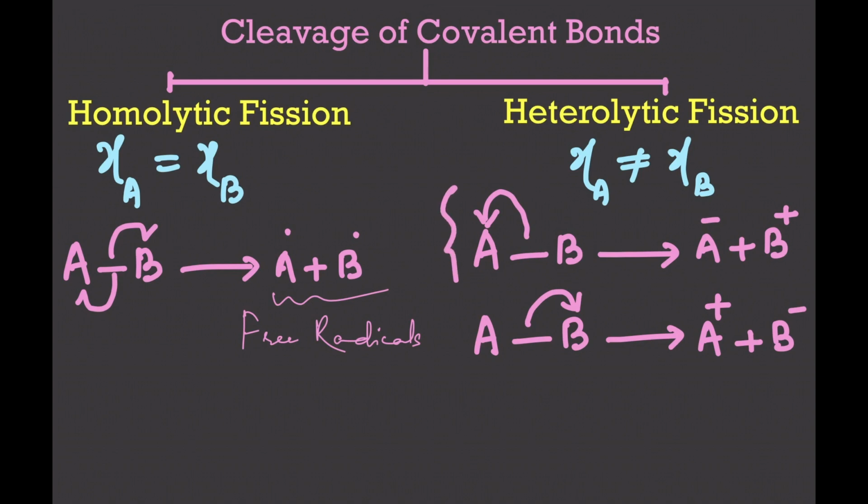This type of fission is referred to as heterolytic fission, and it leads to the formation of charged particles, cations and anions, or in other words, the formation of either electrophiles or nucleophiles, or it may lead to the formation of carbocations and carbanions. We will study them in detail in our coming topics. So these are the 2 types of cleavage that a covalent bond may undergo.